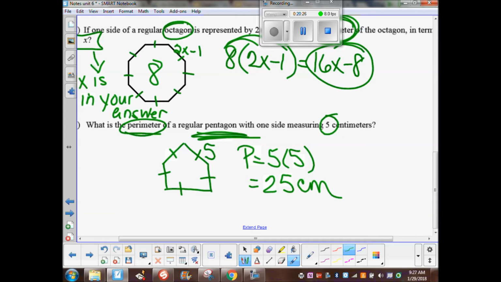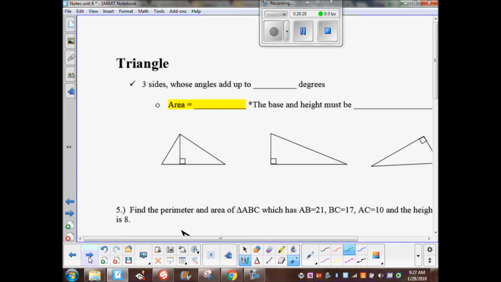All right, ready? Flip that triangle and we're done. I'll show it to you later. Okay. All right, triangle, 3 sides, tri prefix. What do all the angles add up to in any triangle? 180. Yep, 180.